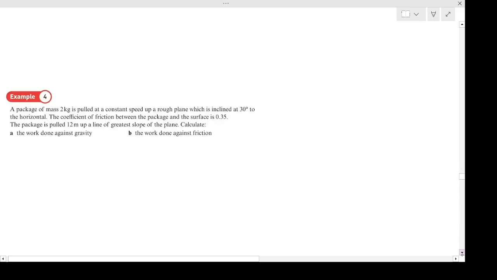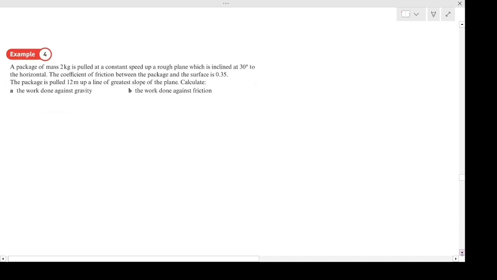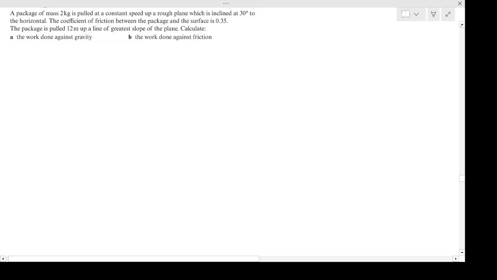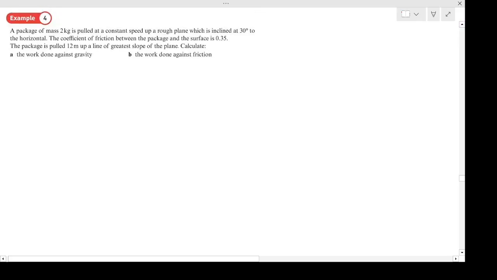We've got this question here, and now it combines everything together. Here we're told a package of mass 2 kilograms is pulled at a constant speed up a rough plane, which is inclined at 30 degrees. The coefficient of friction is 0.35. The package is pulled 12 meters up the slope. Firstly, calculate the work done against gravity.